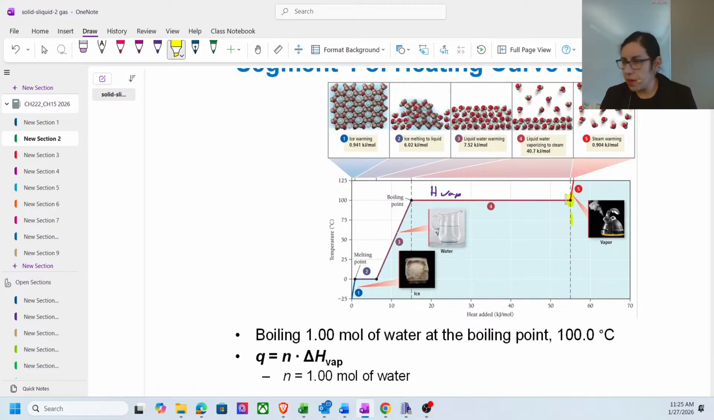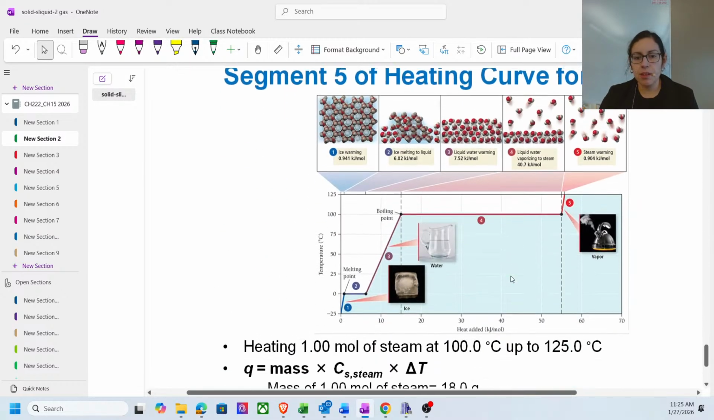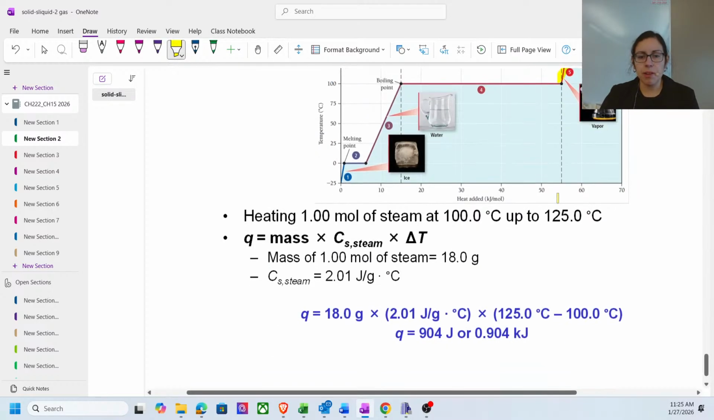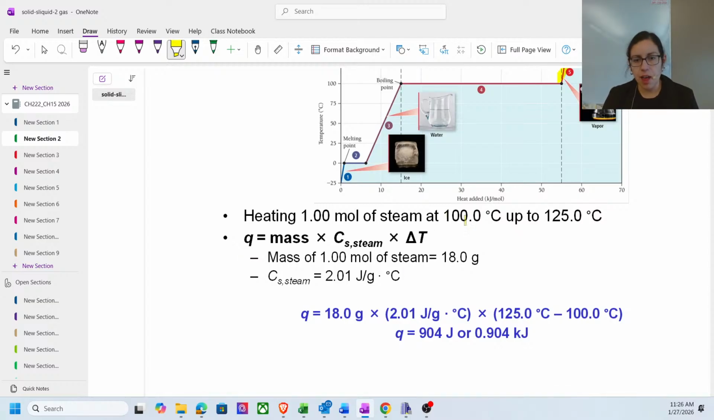So now we're here, right? We have our steam. It's at 100 degrees Celsius. So we just want to take it to our last little bit of the curve. How much energy does it take then to take that 1 mole of steam all the way to 125? And so again, we have to look up a new relevant specific heat or heat capacity.